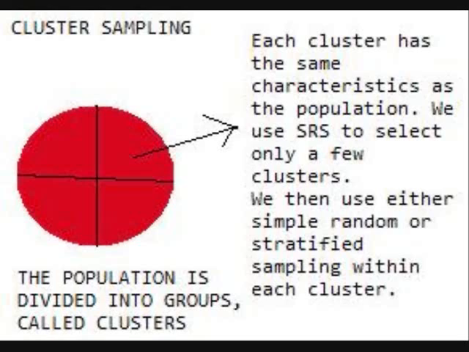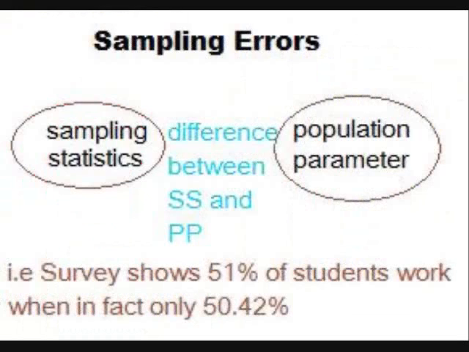And sampling errors. Now we're going to talk about sampling errors and non-sampling errors. And these are going to be the last 2 points before we end off the video. A sampling error refers to the difference between the sample statistics and the population parameter. So the difference between the 2.